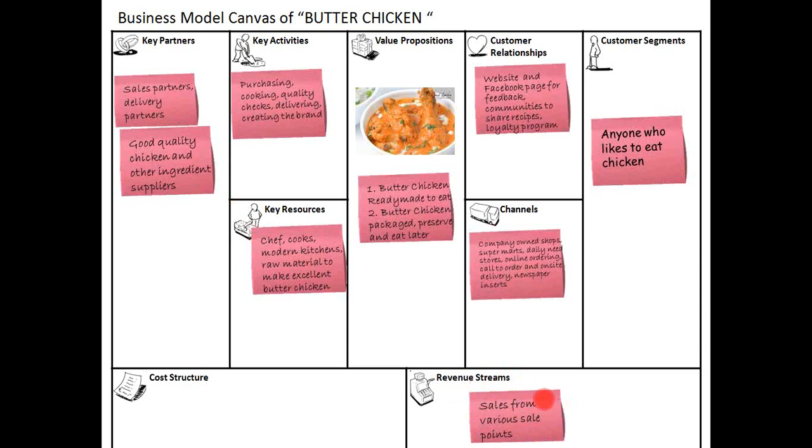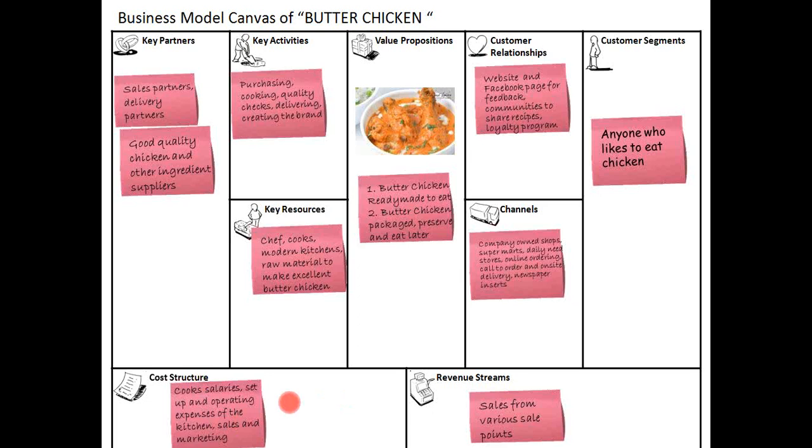How will I make my money? What will be my point of revenue? Okay, so it's basically going to be from sales, right? I sell the product and I make money. And that sales from various sale points, which means from the supermarkets, from the daily needs stores, from online ordering, from any of these formats, and the money that comes in is the revenue for me.